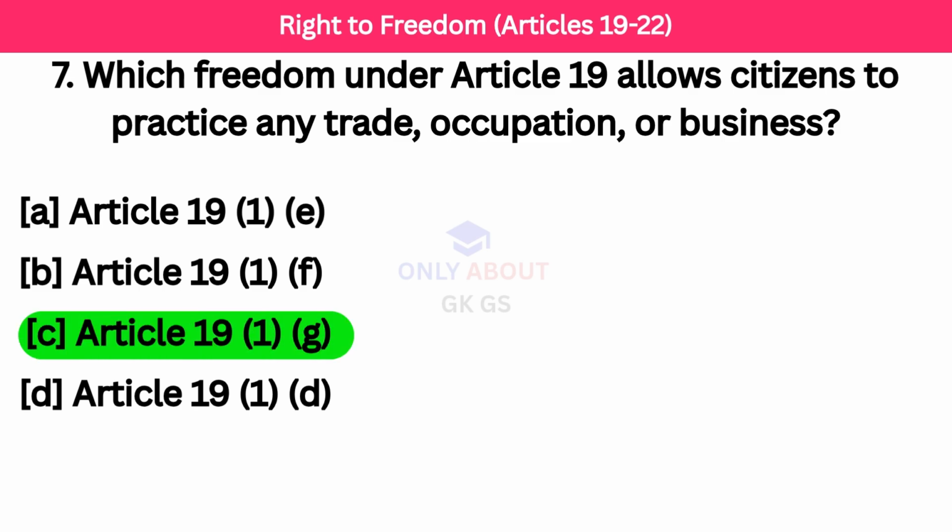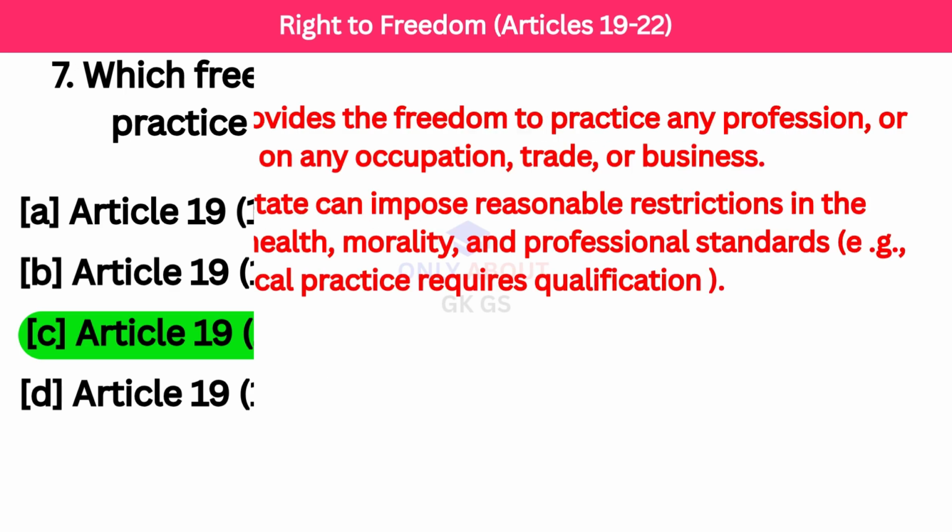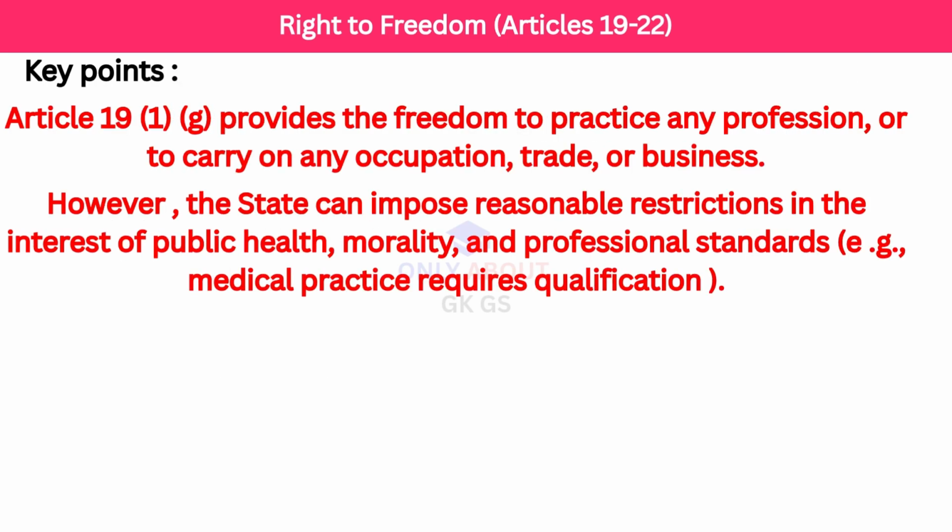Correct answer, Article 19 Clause 1C. Key points. Article 19 Clause 1C provides the freedom to practice any profession or to carry on any occupation, trade or business. However, the state can impose reasonable restriction in the interest of public health, morality and professional standards.